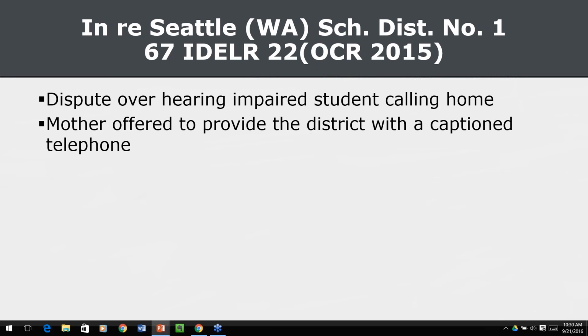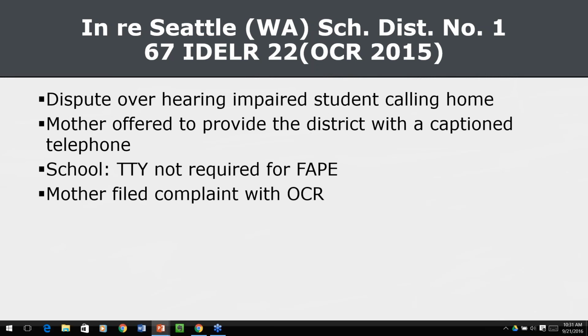And so the school sort of conceded that other students had the ability to talk to their parents in privacy, and this kiddo didn't have the ability to talk to his mom in private. The school defended using a Rowley standard. They said a closed caption phone isn't required for FAPE, but now that you guys are in on the secret of these dual obligations, you know that that's not good enough.